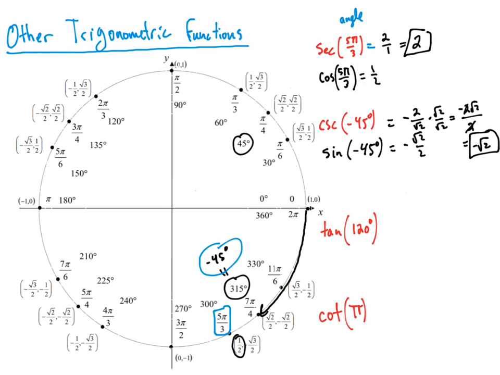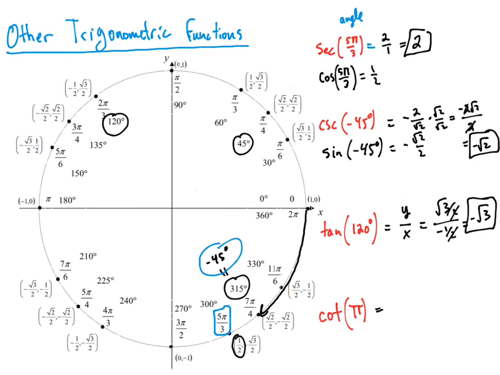All right, moving on. Tangent of 120 degrees. So 120 is over here in quadrant 2. Tangent is equal to the y coordinate over the x coordinate. So the y coordinate is root 3 over 2. The x coordinate is negative 1/2. The 2's can cancel. We end up with negative square root of 3.